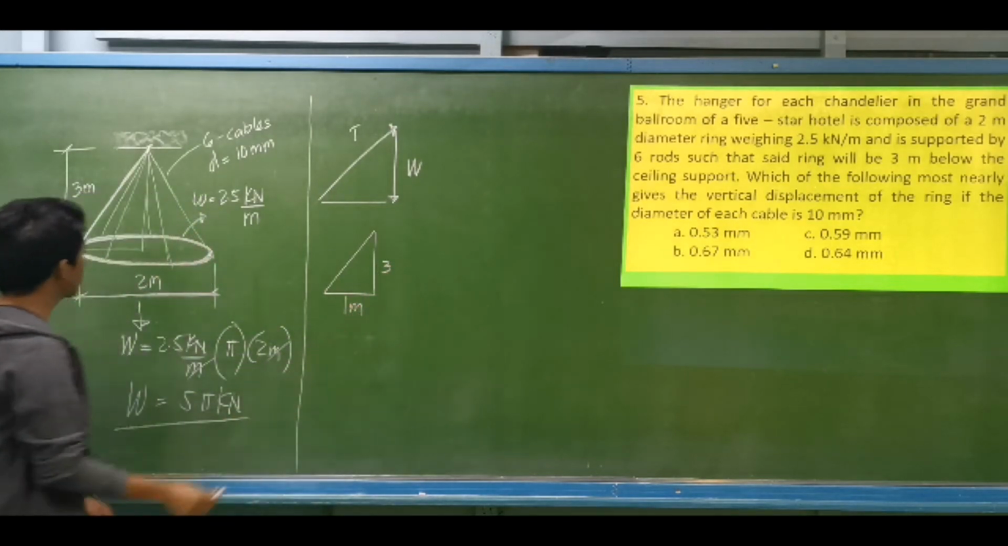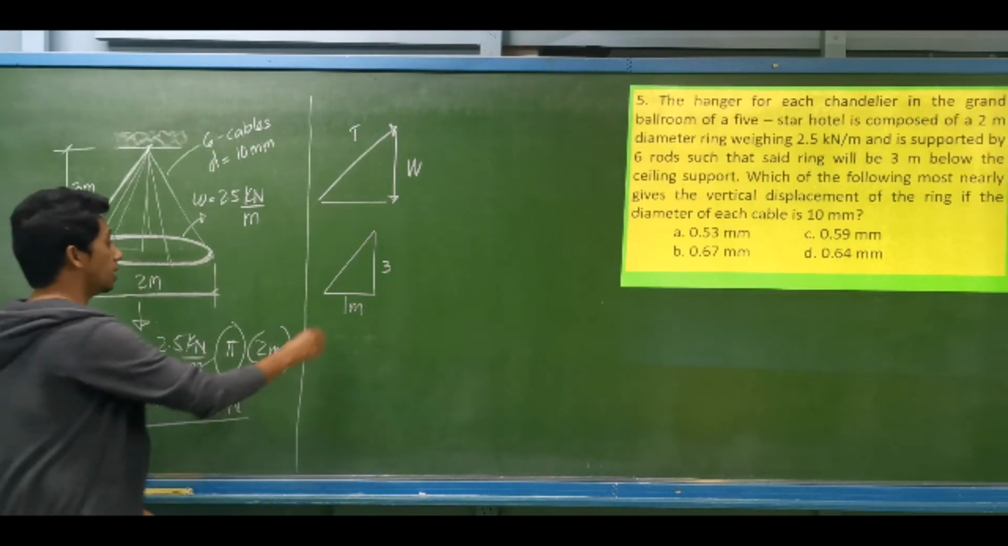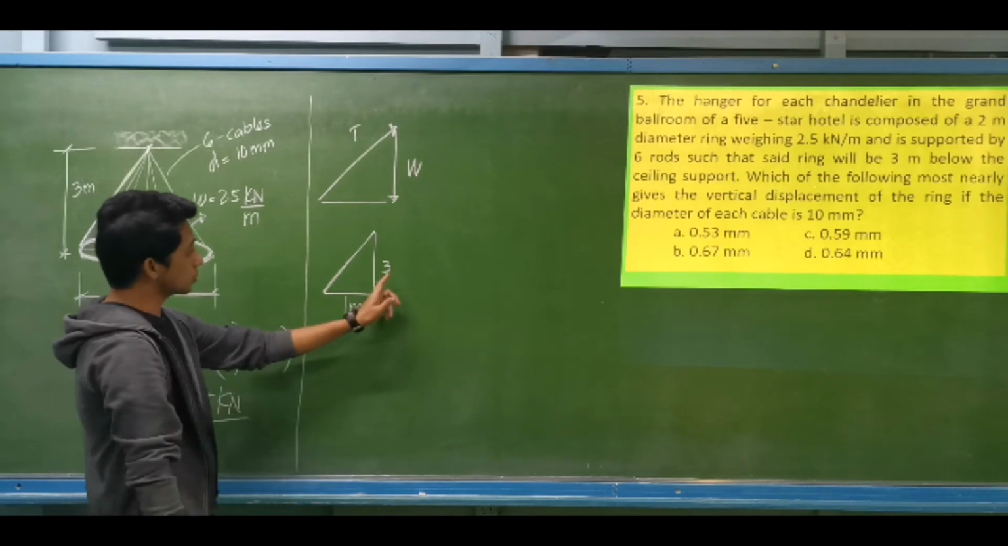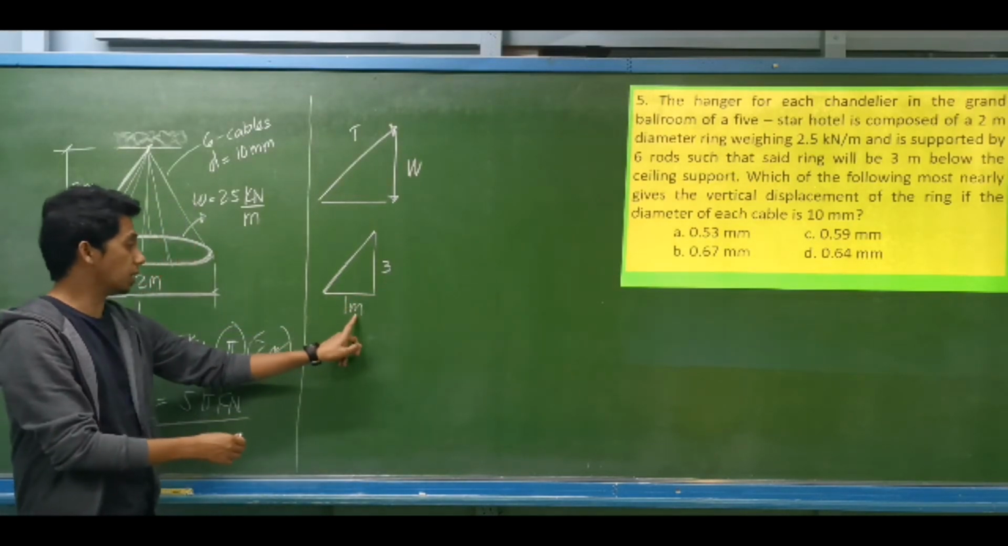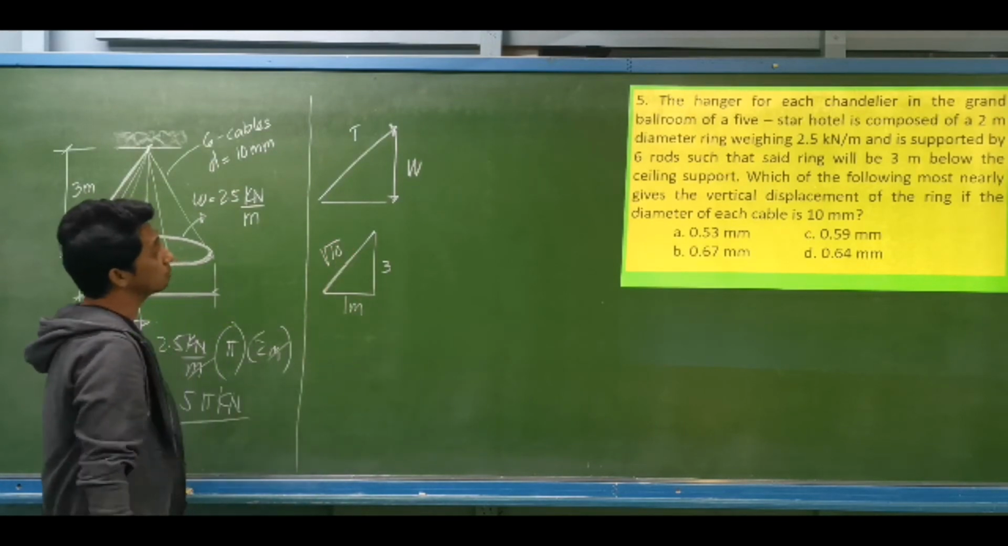This is 1 meter, that is the radius of the circular ring. Then what is our hypotenuse? That is 9 plus 1, 10. That is the square root of 10 meters.